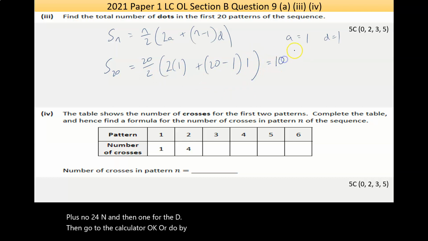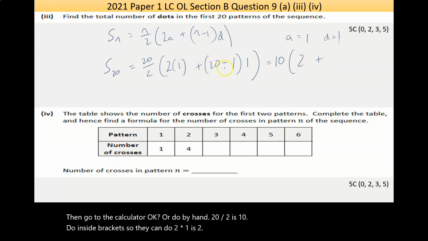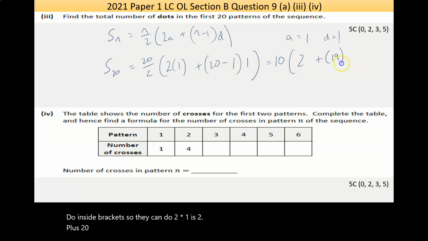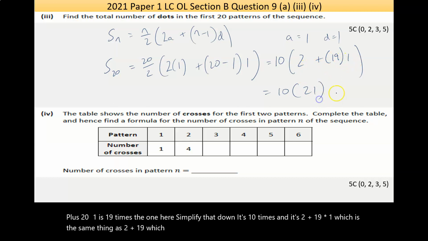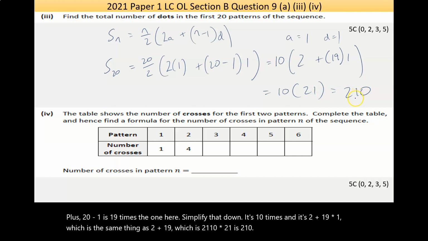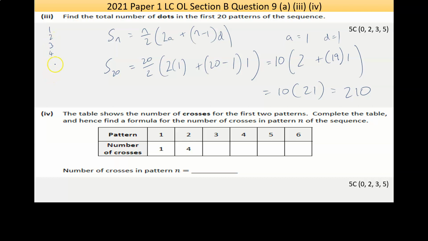20 divided by 2 is 10. Do inside the brackets, so you can do 2 times 1 is 2, plus 20 minus 1 is 19 times the 1 here. If you simplify that down, it's 10 times, now that's 2 plus 19 times 1, which is the same thing as 2 plus 19, which is 21. 10 times 21 is 210. So the sum of the first 20 terms is 210, which in essence is 1 plus 2 plus 3 plus 4, etc. And that's that.